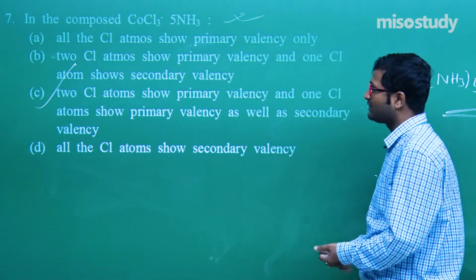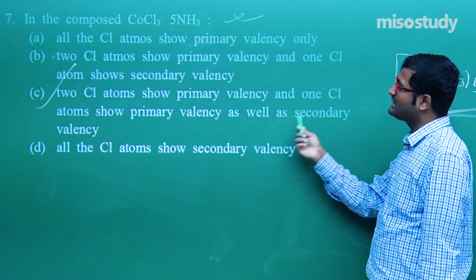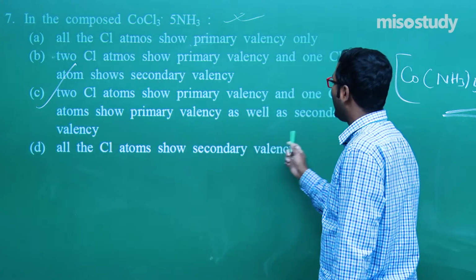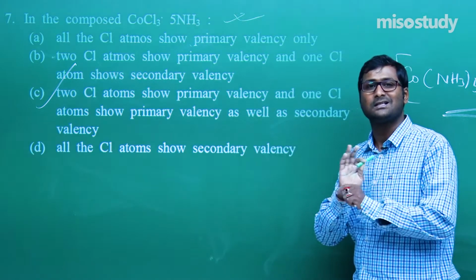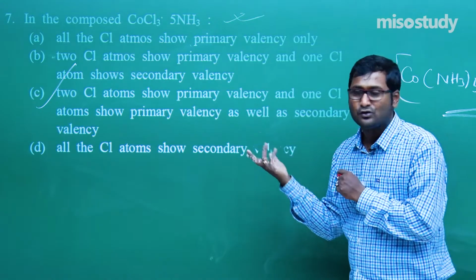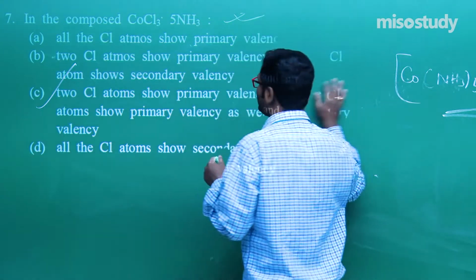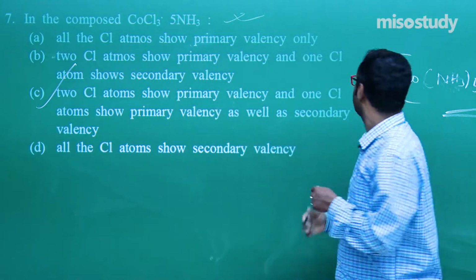Now wait for a moment, here is some contradiction, don't get confused. Two Cl atoms show primary valency, and one Cl atom shows primary valency as well as secondary valency. This is just the elaboration of the topic. So this is the best explanation, and the correct form is like this. So we can say for this C is the correct option.